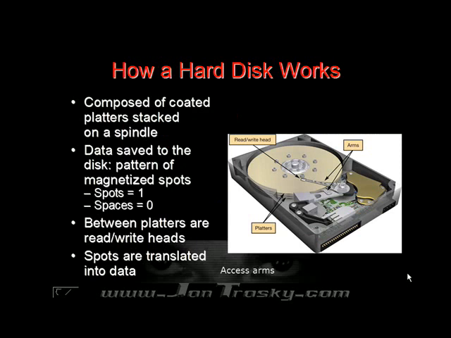It's composed of coated platters stacked on a spindle. Data is saved to these disks in a pattern of magnetized spots. A spot would equal a 1. A space would equal a 0. So this is how that binary code works on these disks. Between the platters are read-write heads, as you can see here. These spots are then read and translated into data.